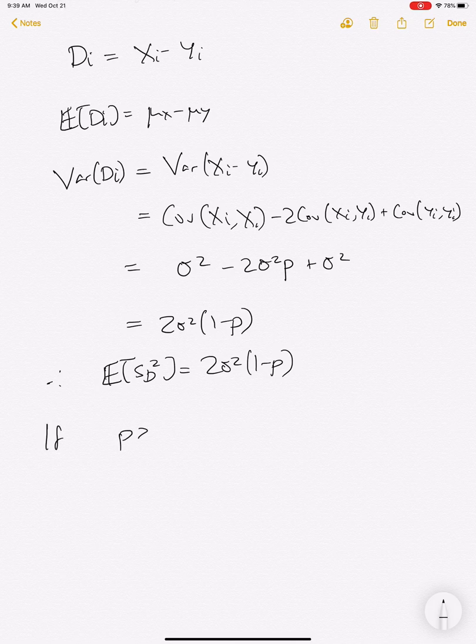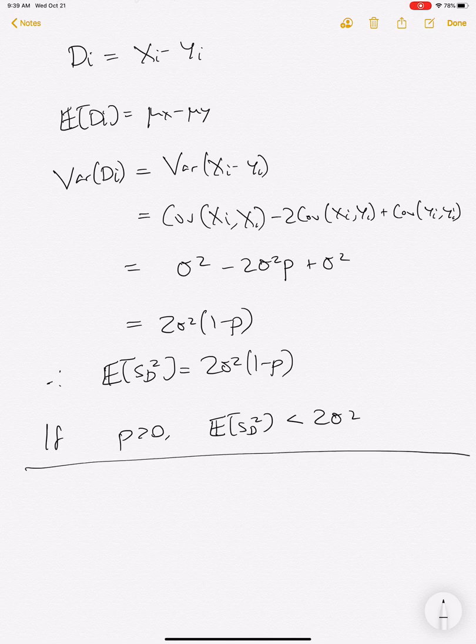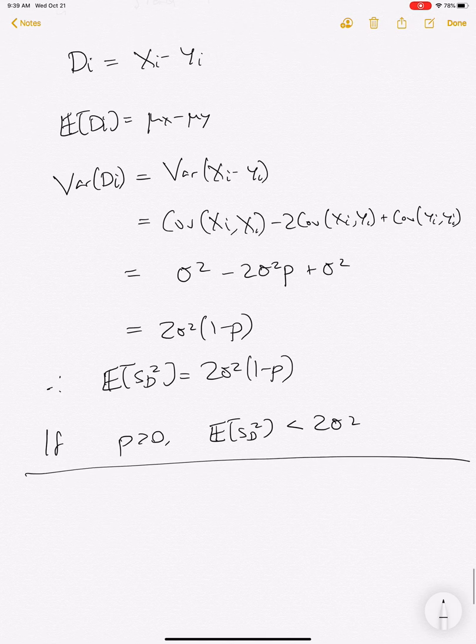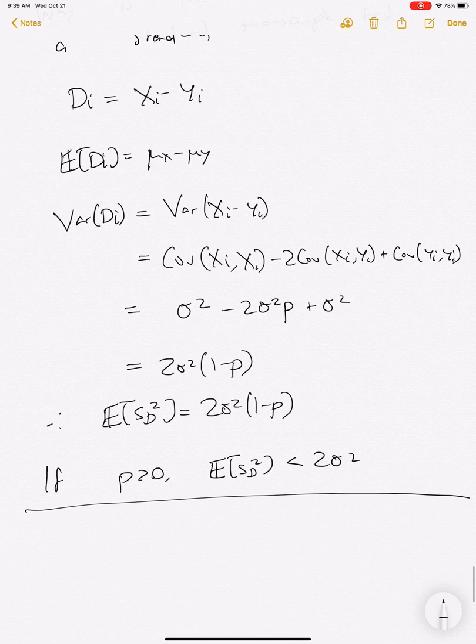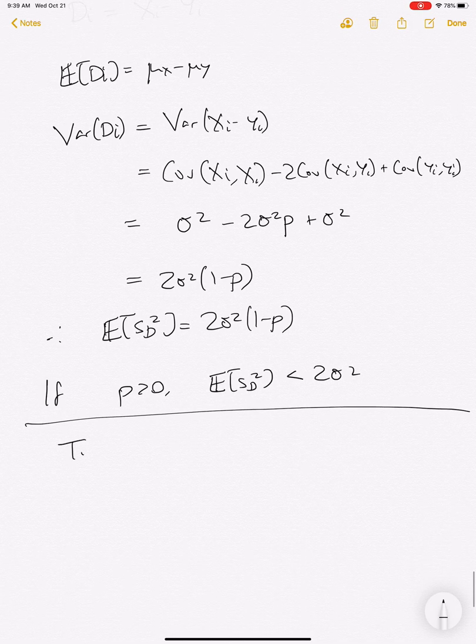So if rho is positive, then E of SD squared is going to clearly be less than 2 sigma squared. Okay, now let's go back to the paired samples here that we have. Or let's go back to the two sample case.